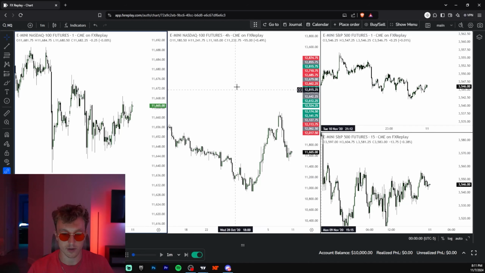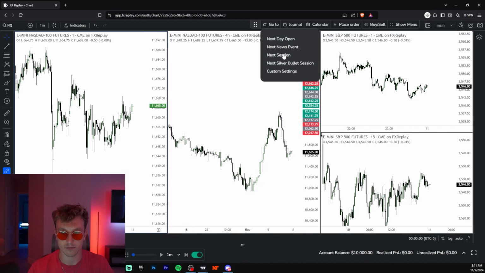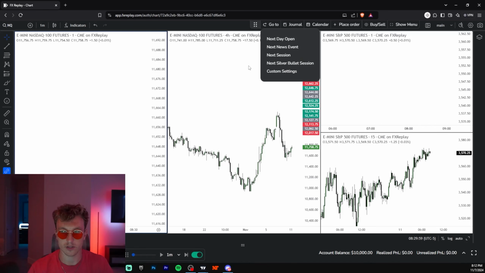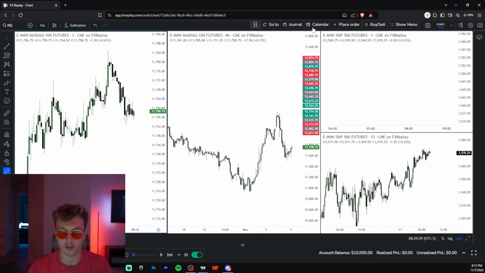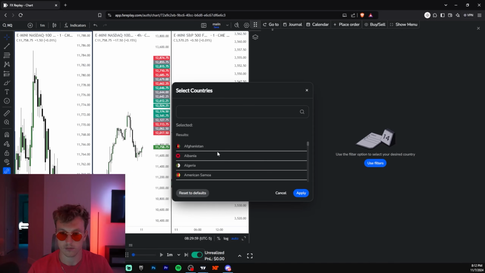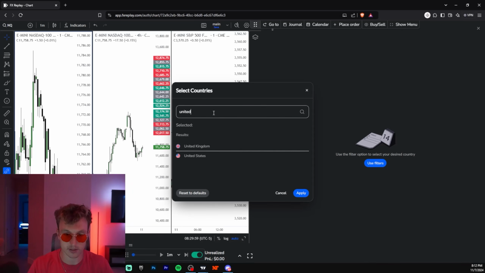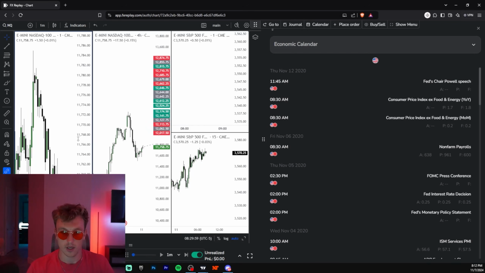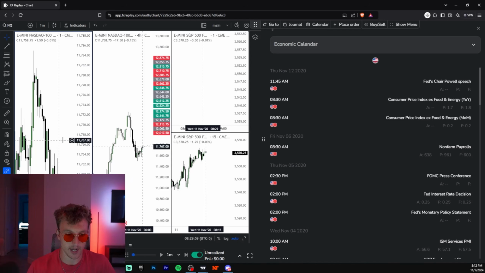All right, let's go to next session. I do want to see the calendar too as well. So we're gonna do United States. I'm just kind of showing off all the features. I love this. It is currently the 11th. The next day we have Powell speaking, but it looks like today and Wednesday we have no news, so that's fine. And then we have NFP on Friday. Okay, cool. So NFP Friday.